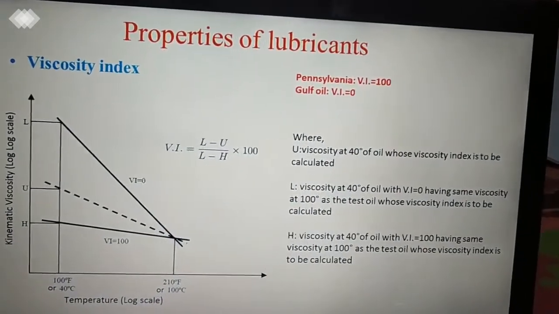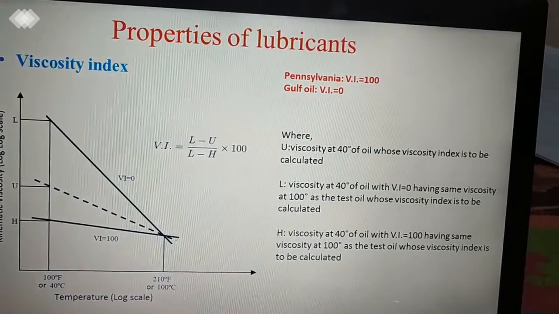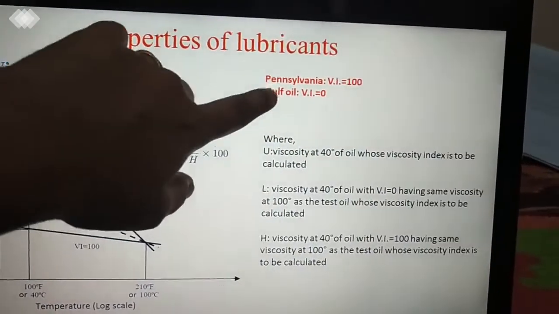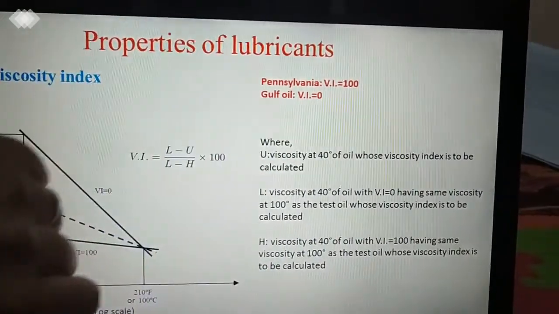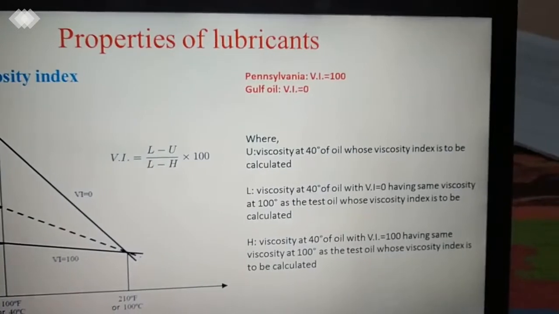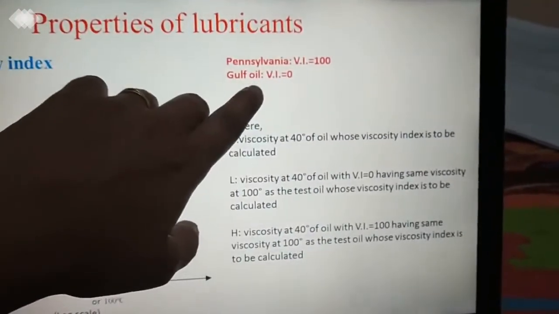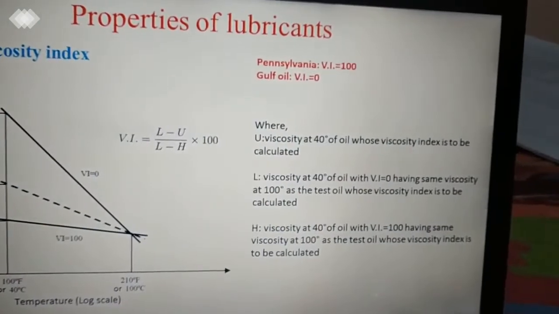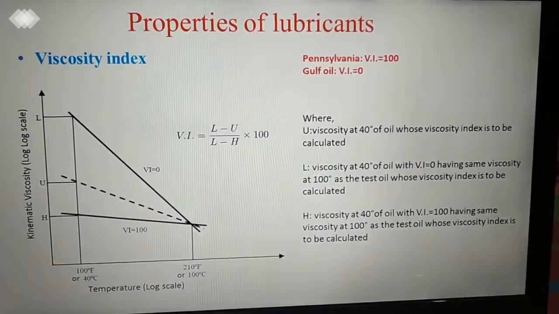In this system, we use two groups of mineral oils for comparison, and they are Pennsylvania oil, whose viscosity index is equal to 100, meaning least change of viscosity with respect to temperature, and Gulf oil, whose viscosity index is equal to 0, meaning maximum change of viscosity with respect to temperature.